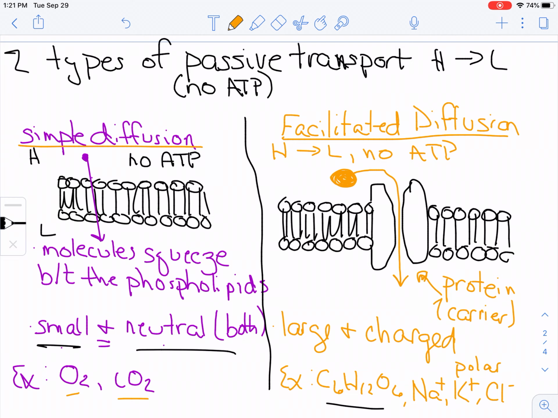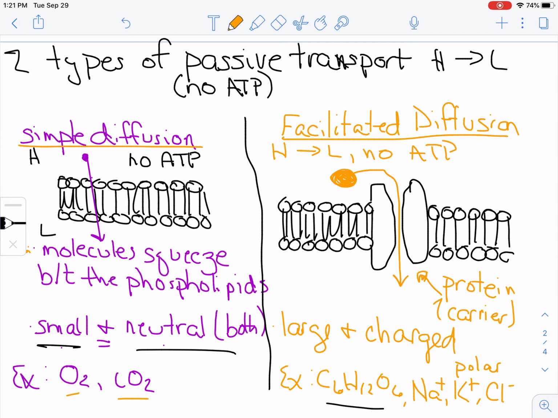All right, so just to recap, so you've got them straight in your head. Simple diffusion is moving from high to low. No ATP is required. It is when things are small and neutral, and they can squeeze between these phospholipids and either go into the cell, if that's the direction that the high to low tells it that it needs to go, or it can go out if it's high inside and low outside. It can move out that way. Okay, but it has to be both small and neutral.